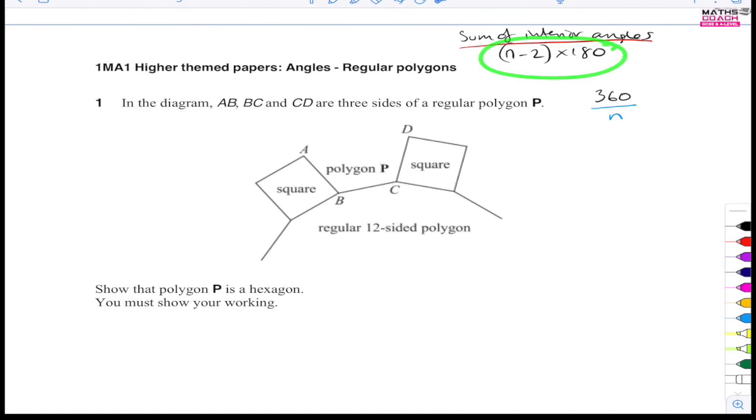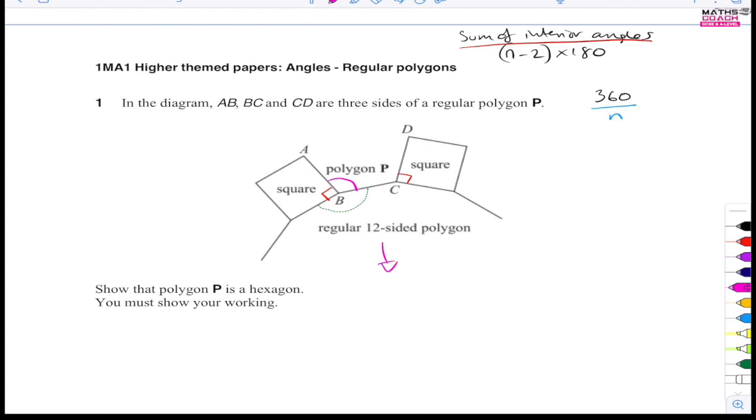I can't just use this though. I can't just put 6 in here and then do minus 2 times 180. I have to show that to be the case. And I'm going to do that by using the squares. So let's start now. We know that this square here is going to have an angle of 90 degrees, and so will this one right there. Now, what if I can find this angle right there? And if I find that angle, then I can use the angles on a point, which add up to 360, to find this angle in pink, which will tell me what the interior angle of polygon P is.